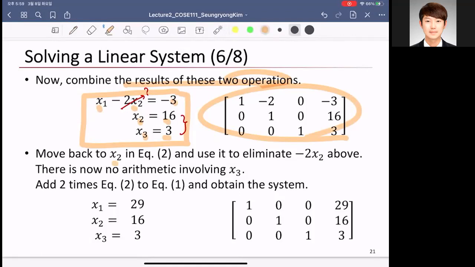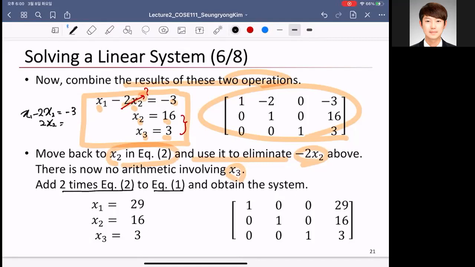Move back to the x2 in equation 2 in this case, and use it to eliminate the -2x2 above here. So there is no arithmetic involving the x3. By just adding 2 times equation 2 to equation 1. So then, to solve it, x1 minus 2x2 is equal to -3.